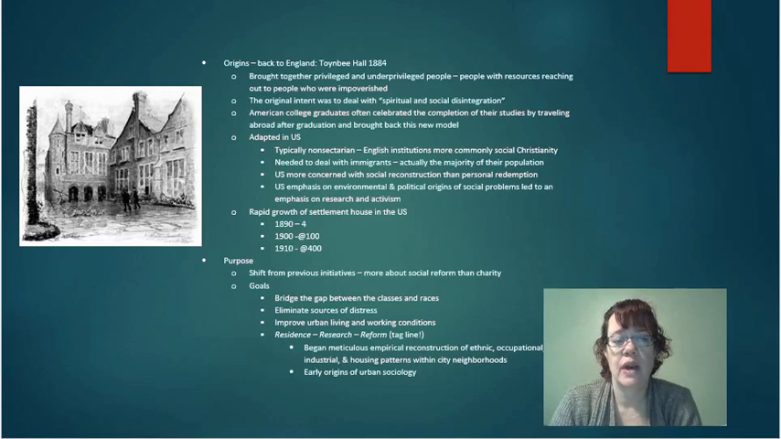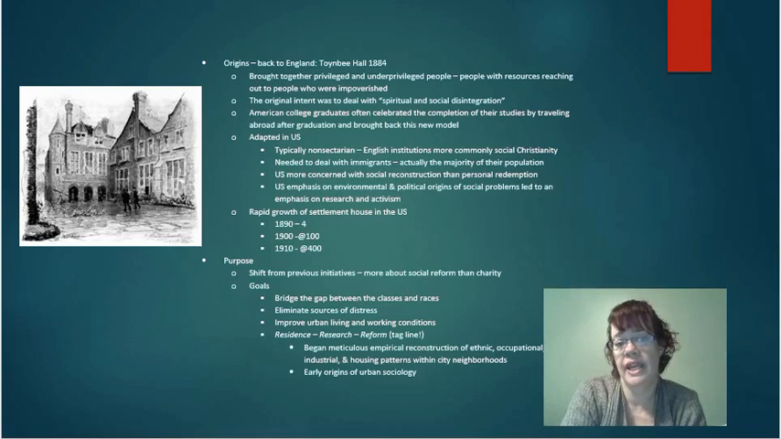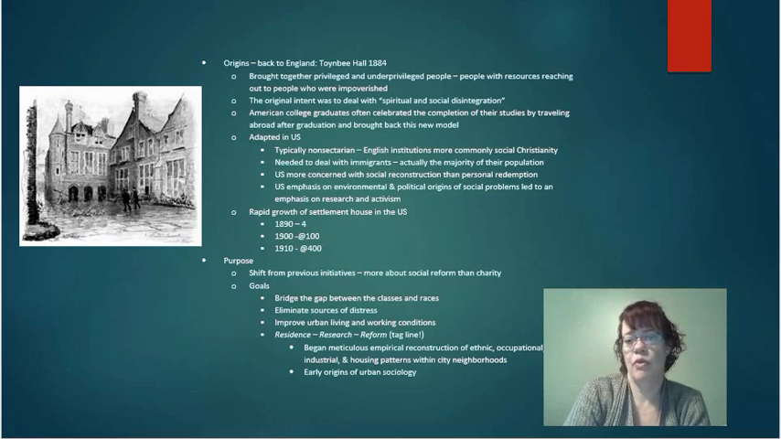It adapted in the U.S. and it changed a little, much like the Elizabethan poor laws we talked about in week 1. It was typically non-sectarian. English institutions were more commonly social Christianity, whereas American institutions were a little less so. Needed to deal with immigrants. That's a huge difference between England and America, is that in America, one of the primary issues of the impoverished were new immigrants to this country, and clearly they're going to have special needs above what they were dealing with in England.